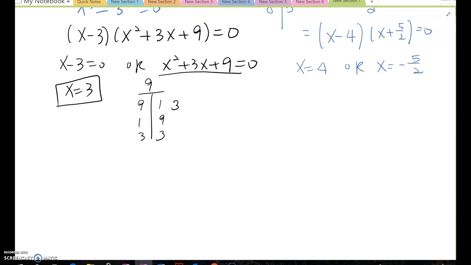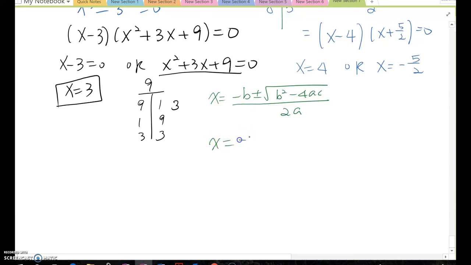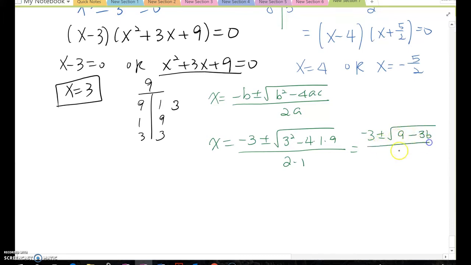However, we have another method, which is the formula x equal negative b plus and minus square root of b squared minus 4ac over 2a. Utilize that, then x equal to negative 3 plus and minus square root of 3 squared minus 4 times 1 times 9 over 2 times 1. So it becomes negative 3 plus and minus the square root of 9 minus 36 over 2.